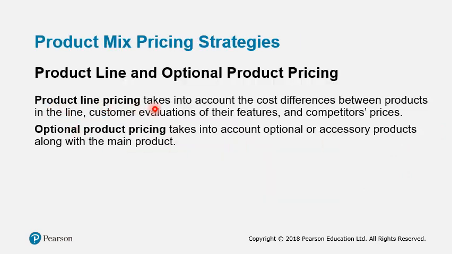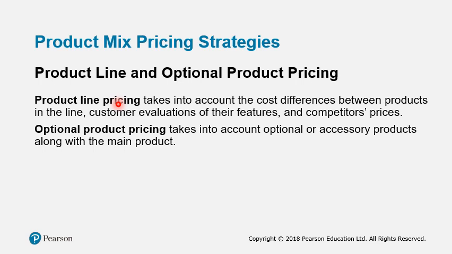Product line pricing means you take into account the cost differences between products in the line, customer evaluations of their features, and competitors' prices for this particular kind of product. Product line pricing means that for each item in that product line, you will have different prices.